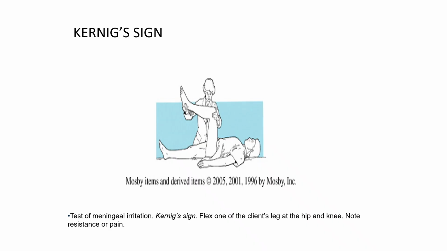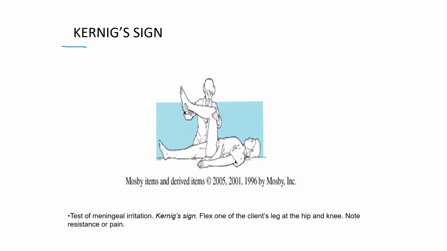And with Kernig's sign, you flex the hip and knee, and if the patient feels pain or resistance, this would be suggestive of irritation. So you flex the hip and knee. If there's pain or resistance when trying to straighten the leg, then that would suggest irritation of their meninges. If you want to have a little memory trick, you can think Kernig's: can't straighten knee. The K and the C, Kernig's can't straighten knee. I don't know if that will help or not.